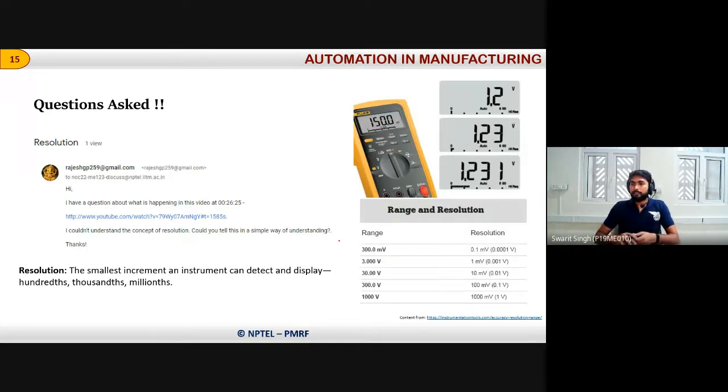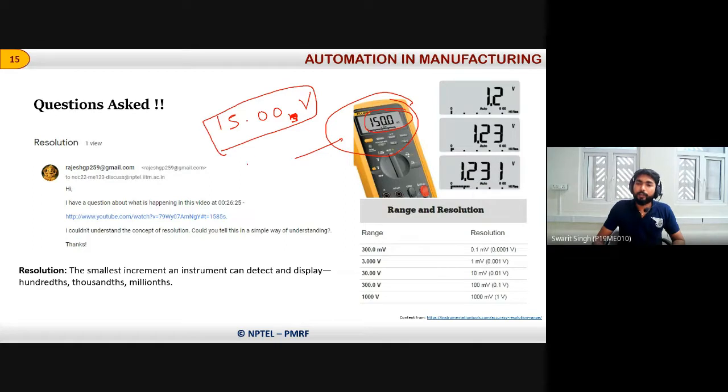Suppose you have seen a multimeter, or you must have seen a thermometer. Suppose this is a thermometer display, showing something like 15.00, maybe millivolt, or leave it, volt. What will be the resolution of this system? If someone asks what is the resolution of a system giving an output like this, it means the smallest value that this instrument can detect.